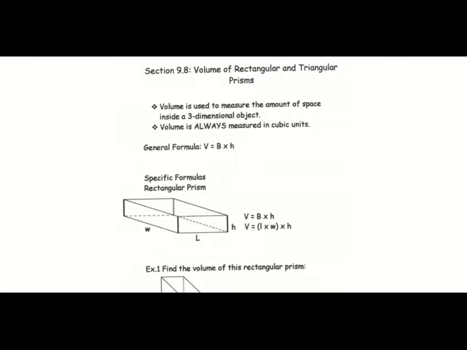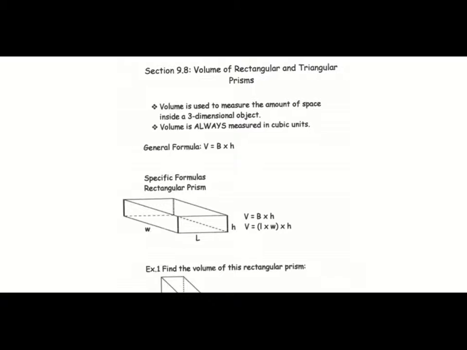So if we were to look at how much space we could fill into a rectangular prism like the one below, how much could we put in there so it would fill up all the space? That is what volume is. So volume is always measured in cubic units. Area is measured in squared units. Volume is in cubic units.